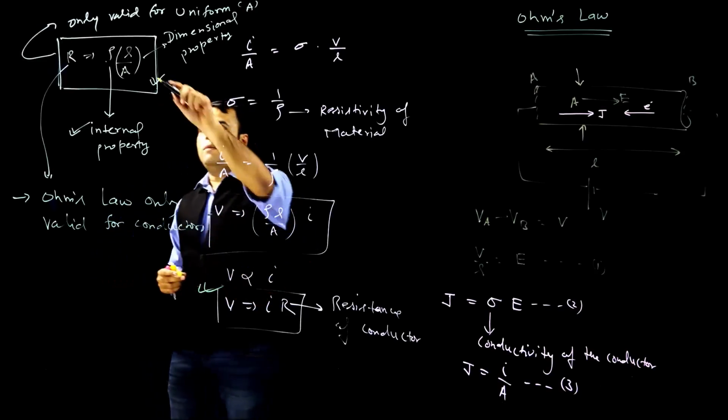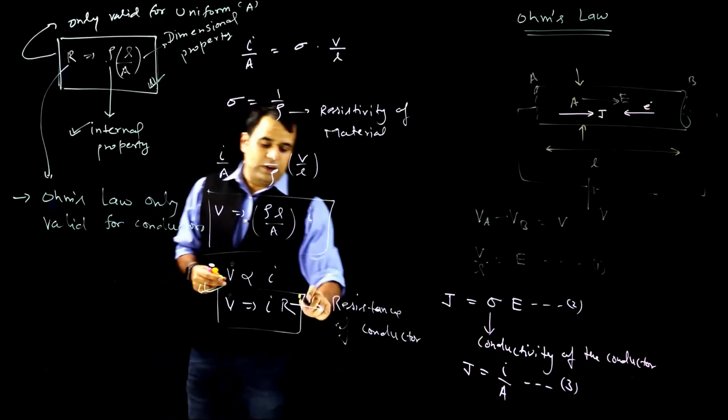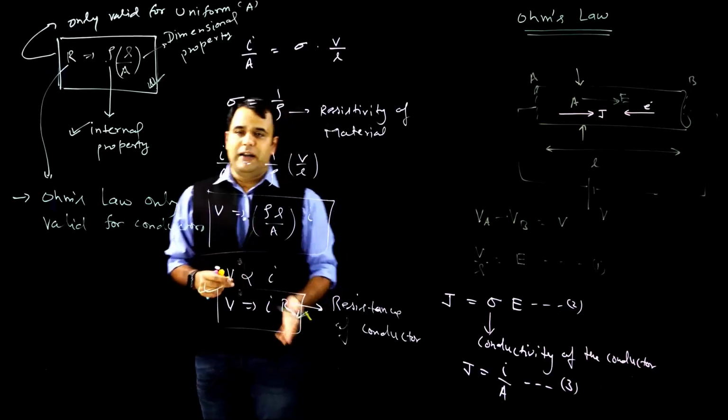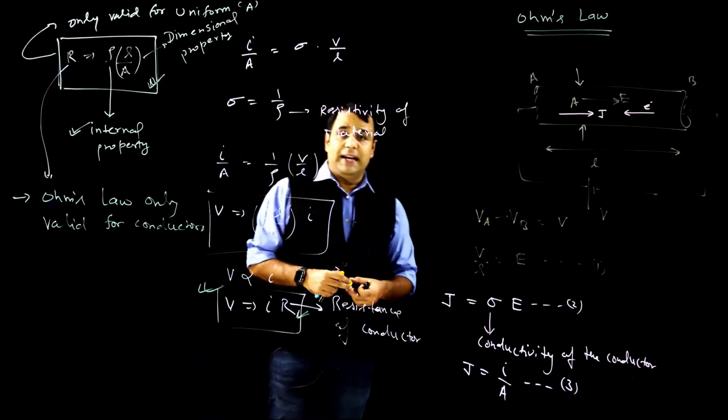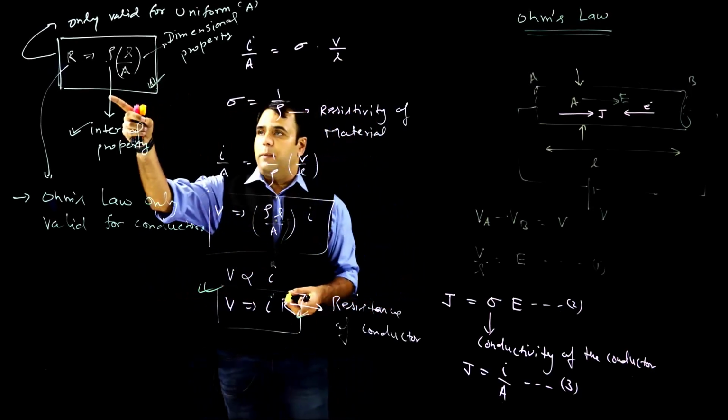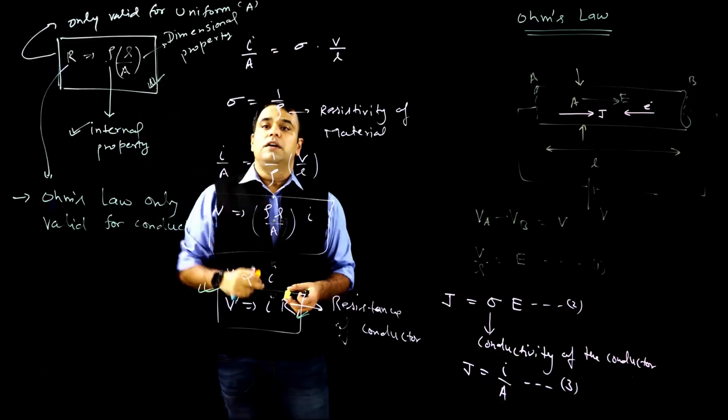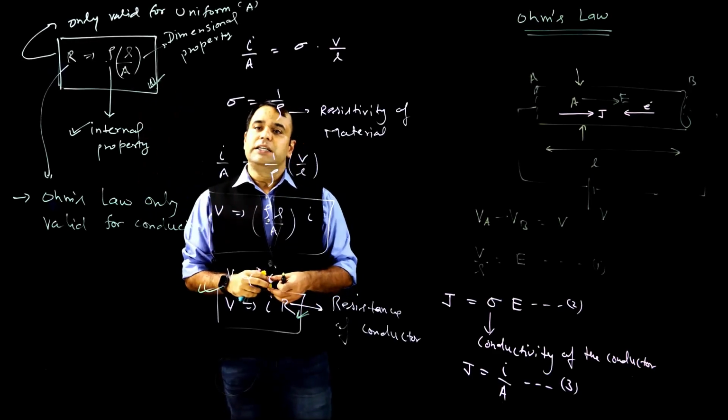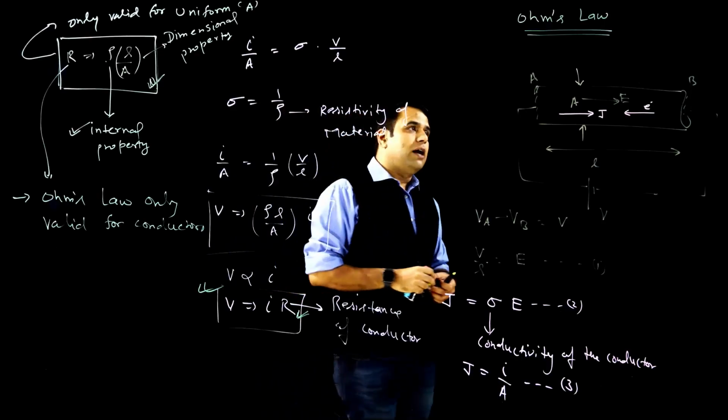So this is one of the formulas one has to memorize. V is equal to IR is always valid if it is a conductor, and the resistance we can get from this formula if the cross-section area of the conductor is uniform. Okay, so I hope you understood this.